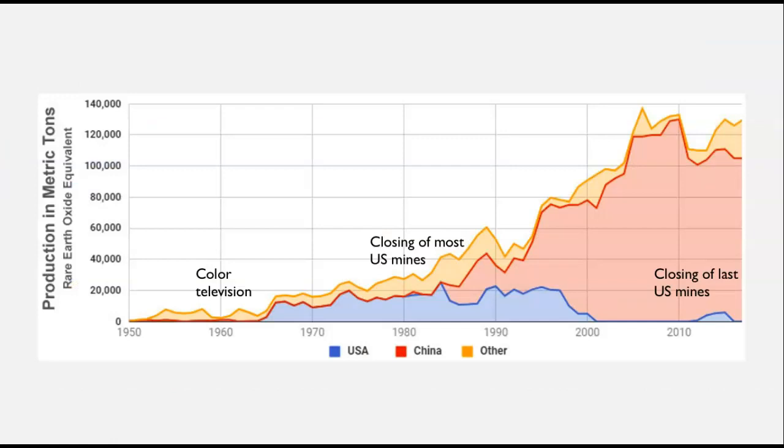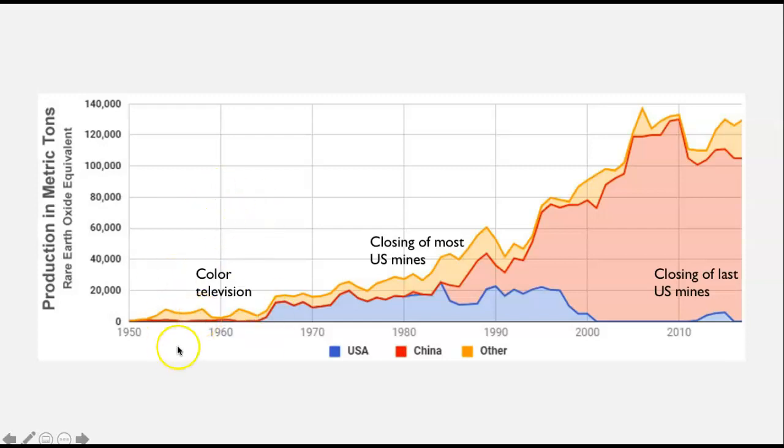Now, here's an example of what the problem is in the US with rare earth elements. If you take a look, this graph is representing the mining of rare earth elements in the US, in China, and in the rest of the world. At the start of the 1960s, color television was invented for the first time. And as you can see, before that, there's really next to no rare earth element mining going on anywhere in the United States or China. Most of it's happening in very low amounts in the rest of the world.